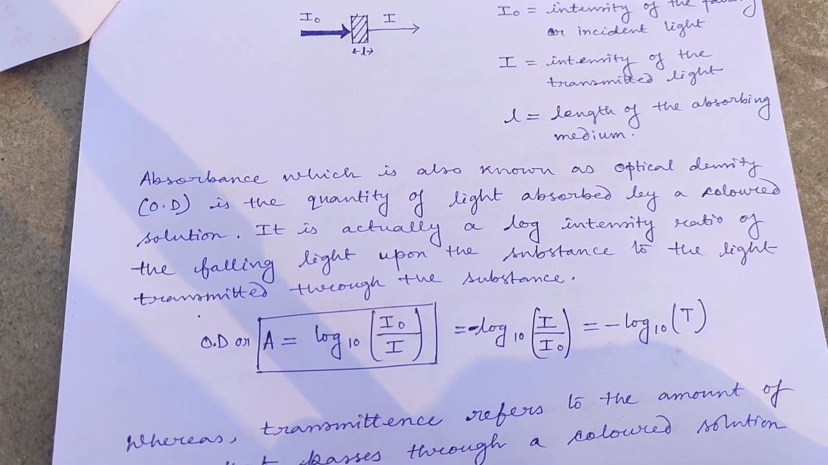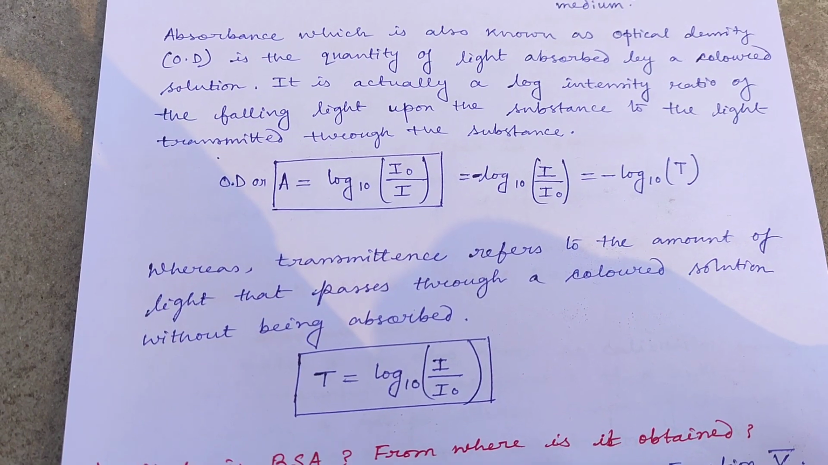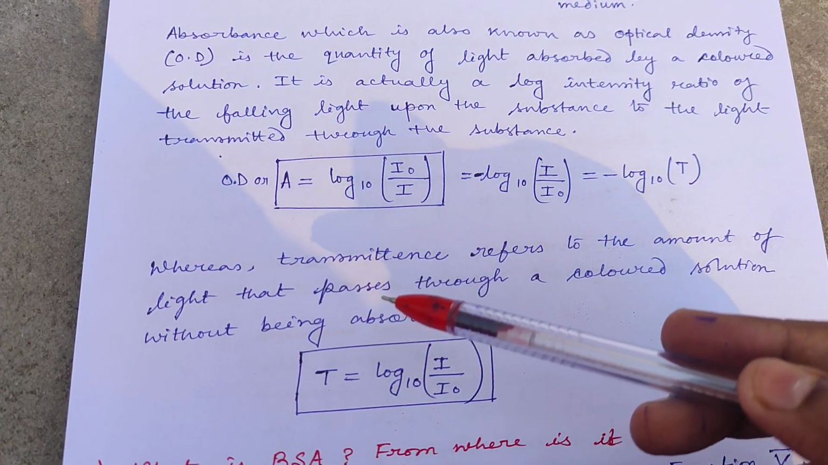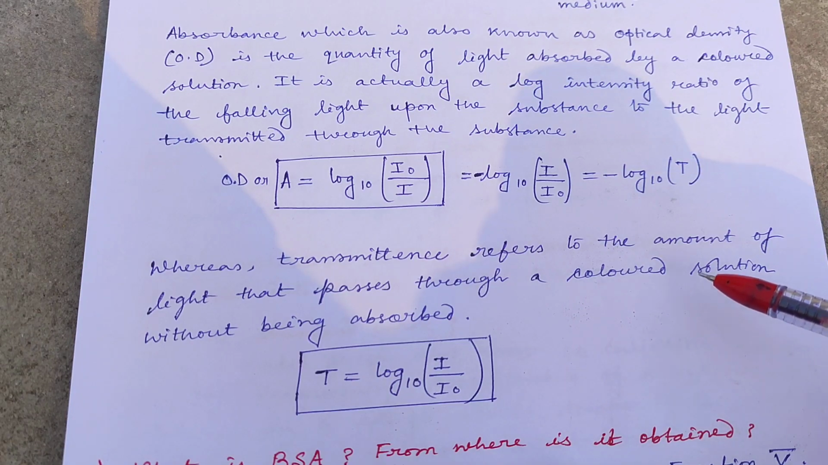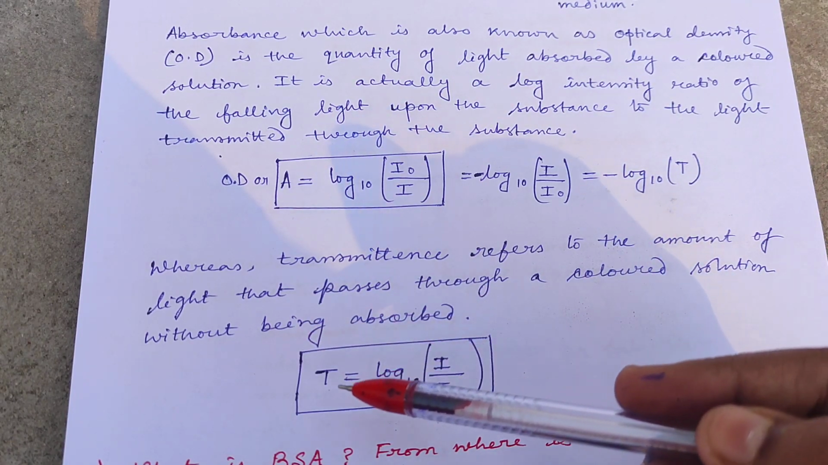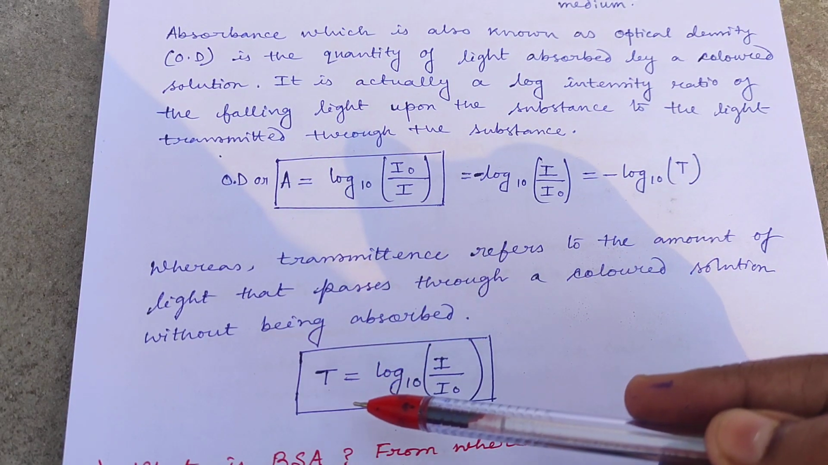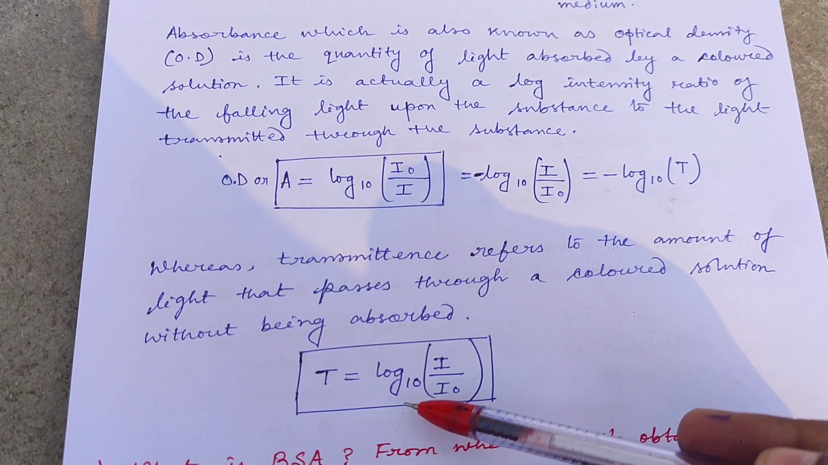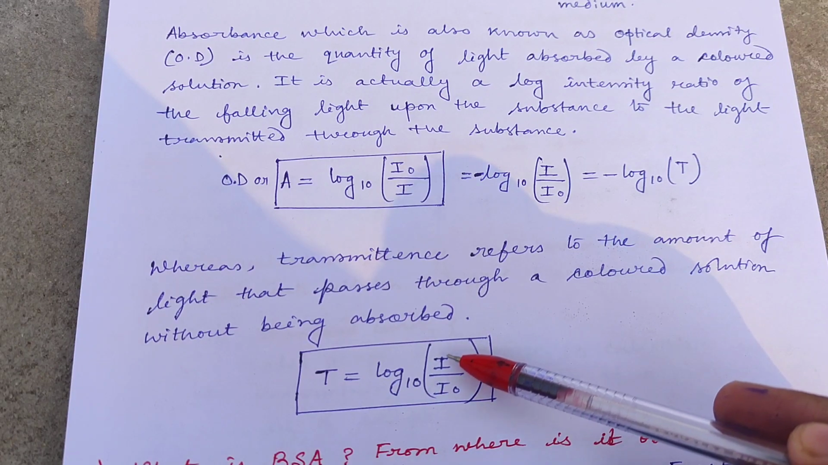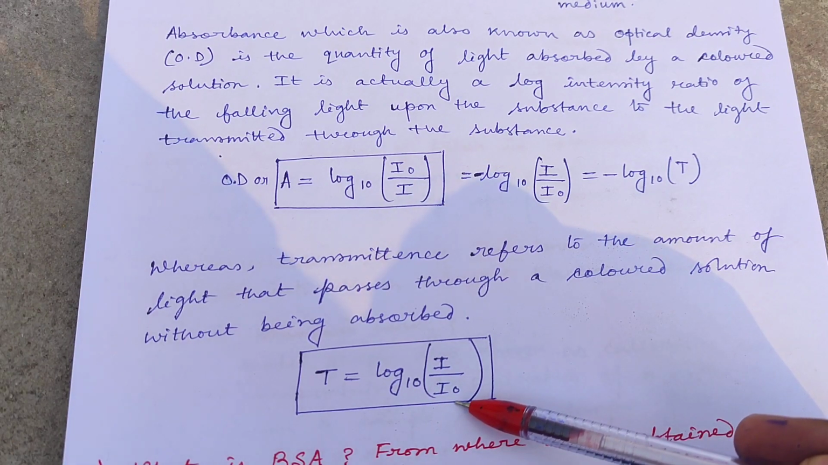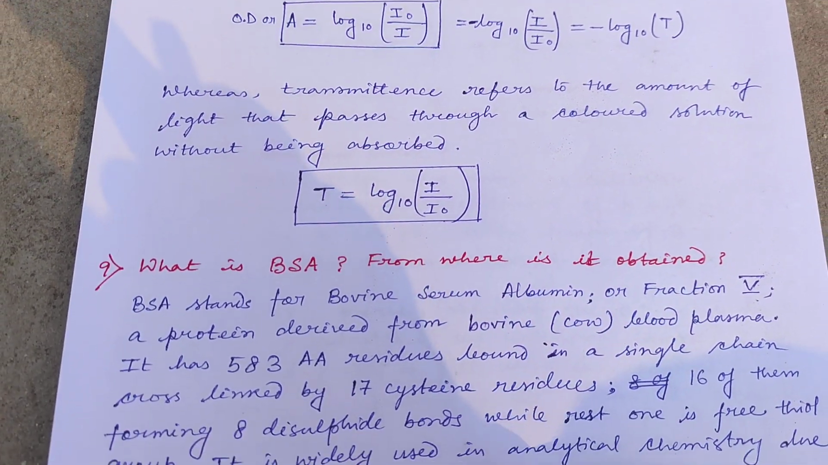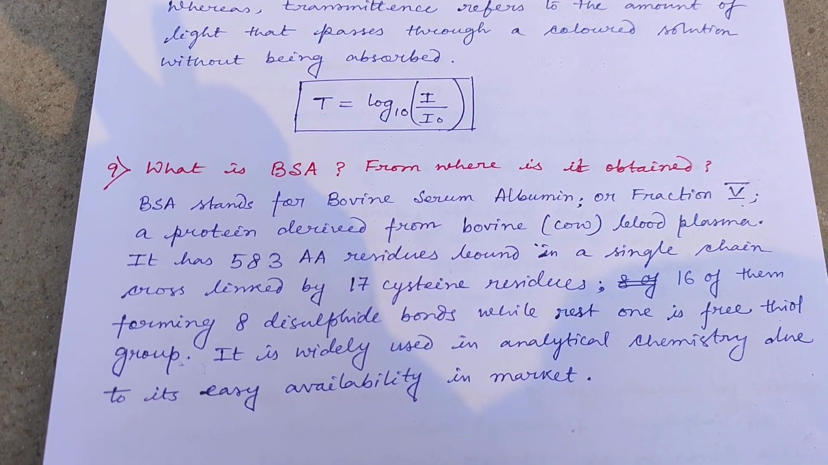Okay, so now coming to what is transmittance. Obviously, transmittance refers to the amount of light that passes through a colored solution without being absorbed. So transmittance can be represented as the ratio of the intensity of transmitted light to the intensity of falling light, just the opposite of A. Okay, now coming to what is BSA and from where it is obtained.